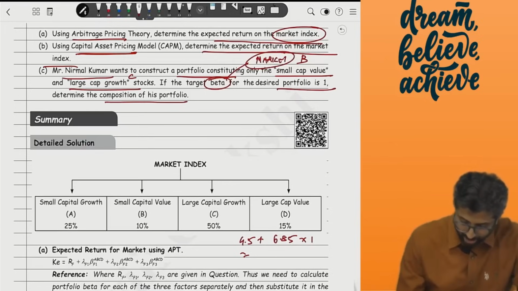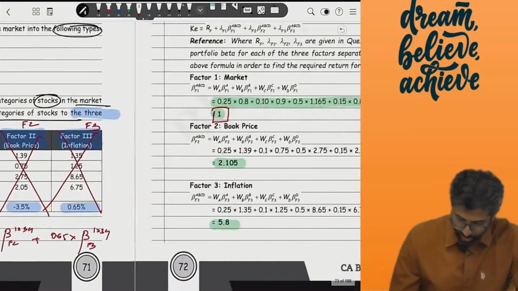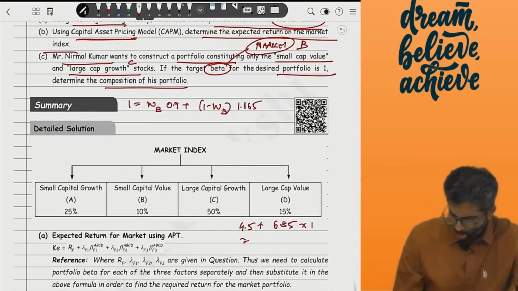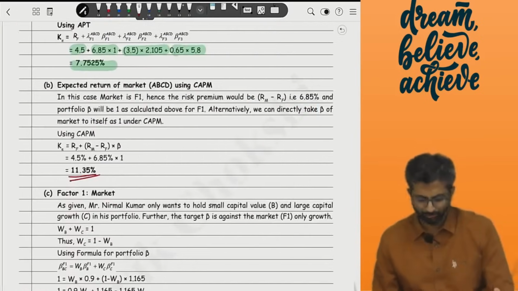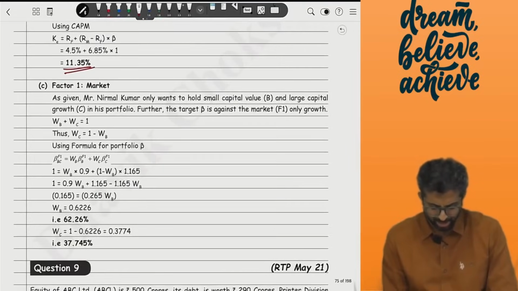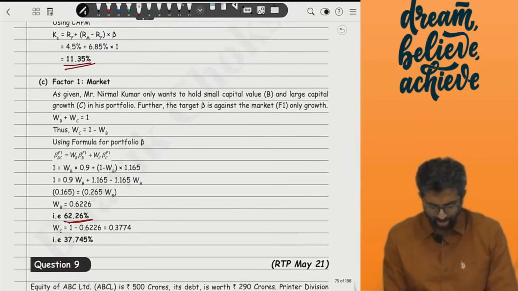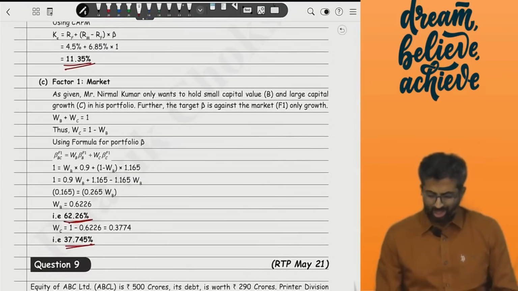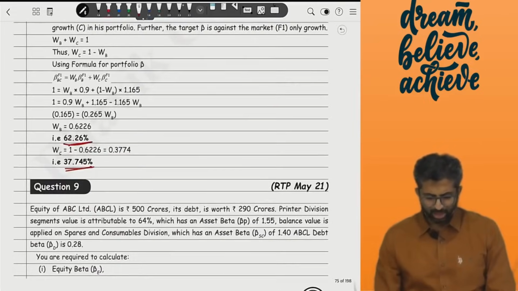So if your target beta is 1, into the weight of B, I don't know what that is, into the beta of B, that is 0.9, plus the weight of C, which is nothing but 1 minus the weight of B, into 1.165. Once you formulate this equation, you will solve for weight of B and weight of C, and you will get your answer at 62 and 37.75% respectively. So that is regarding question number 8.